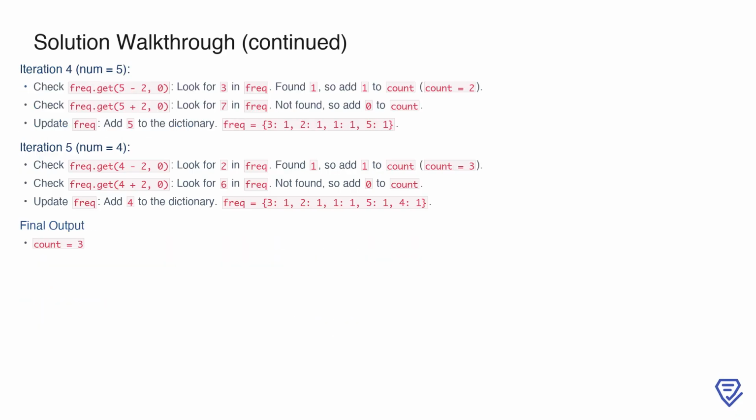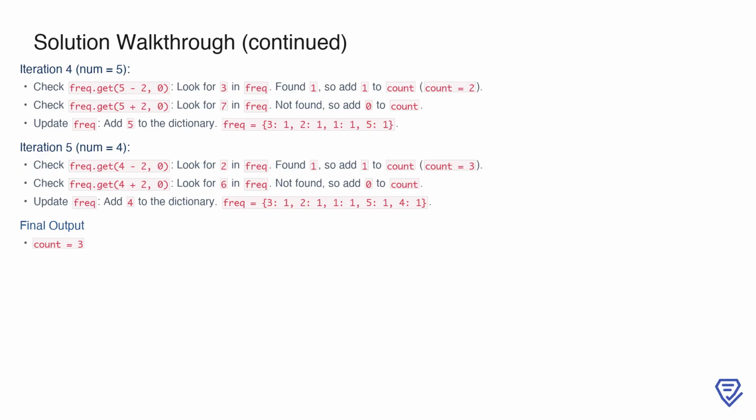Continuing with the fourth number, 5, we check if subtracting or adding k gives a match. Subtracting k results in 3, which is in frequency with a count of 1, so we increase count to 2. Adding k results in 7, which is not in frequency. We then add 5 to frequency, updating it to 3, 1, 2, 1, 1, 1, 5, 1.